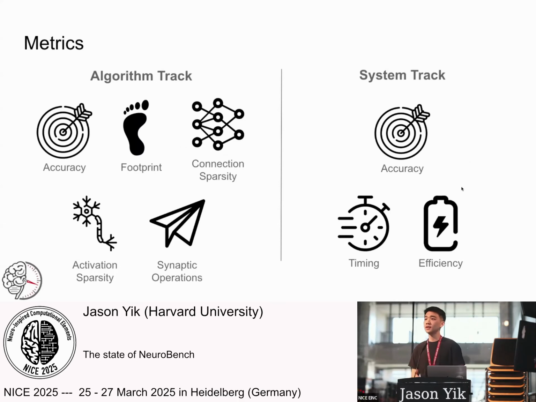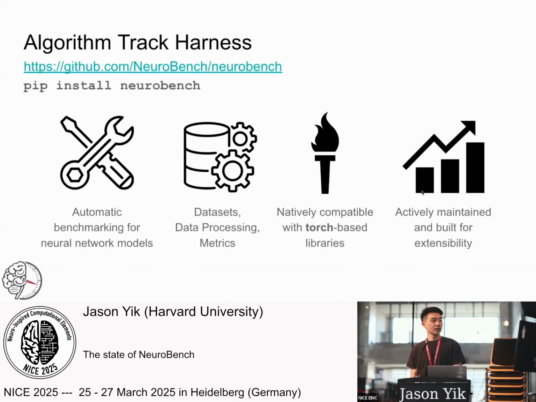In terms of metrics, we have the king of metrics, you could say, accuracy, both on the algorithm and system track. But in addition to that, we focus a lot on how efficient is your solution. So over on the algorithm track, we have various complexity metrics that measure the cost of how much your algorithm took. And of course, on the system track, we're able to measure runtime and efficiency directly.